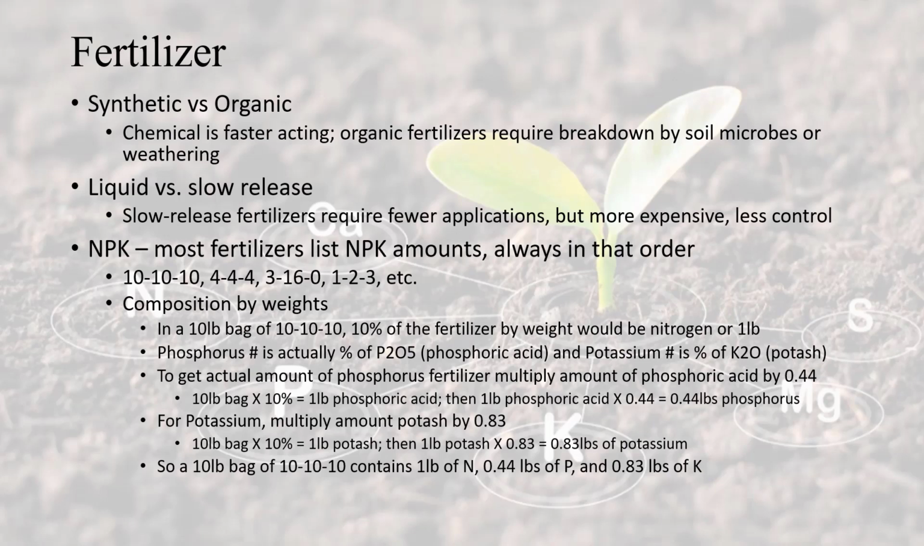And then potassium, it's the same process. That number actually tells us the amount of potash, which would be 1 pound of potash, and then we would multiply that by 0.83 to get the actual amount of potassium. So all in all, if we had a 10-pound bag of 10, 10, 10, we would have 1 pound of nitrogen, 0.44 pounds of phosphorus, and 0.83 pounds of potassium.